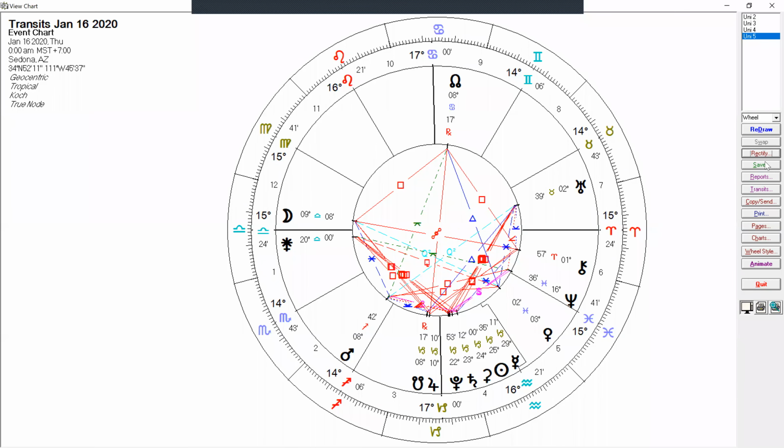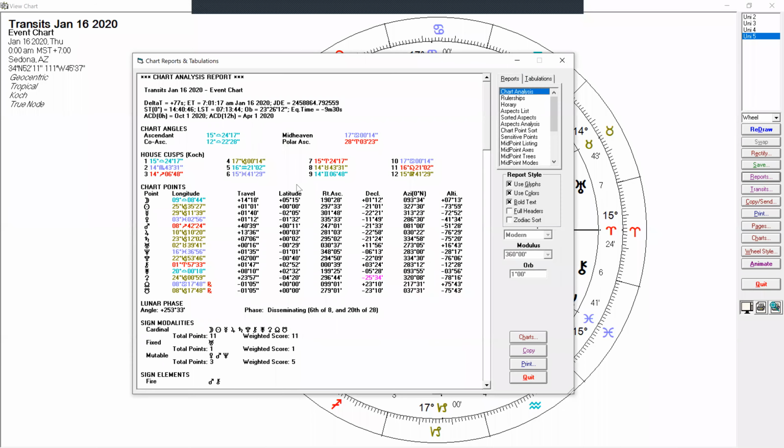You go to your reports and you see here moon 9 Libra, travel 14 degrees, latitude +5. So the latitude is where the planets are in relation to the ecliptic.